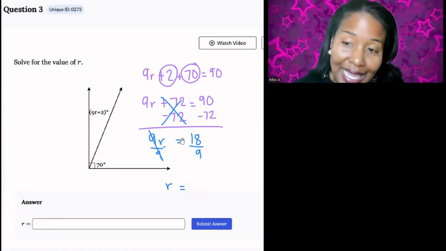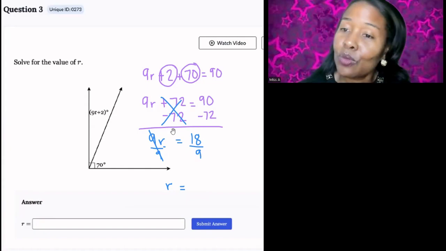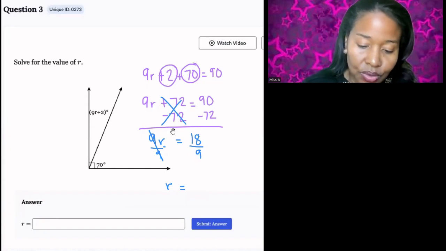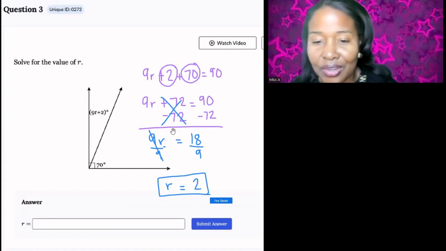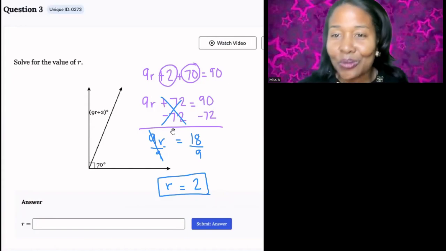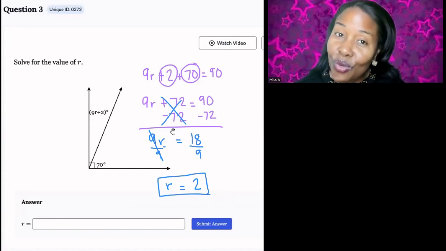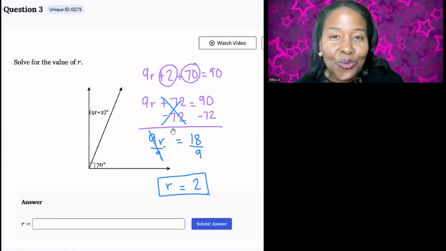Final step. 18 divided by 9 is equal to what? 2. And we have now solved our equation. So r equals 2.